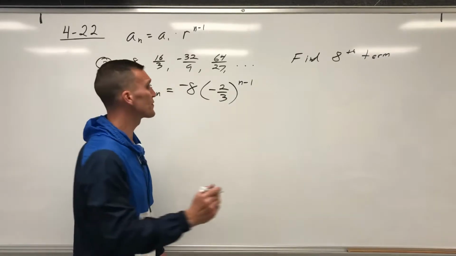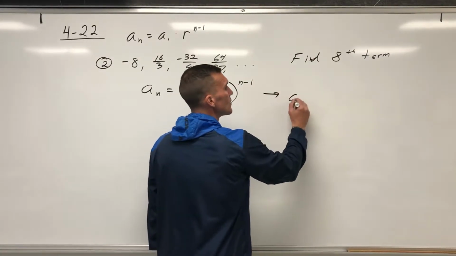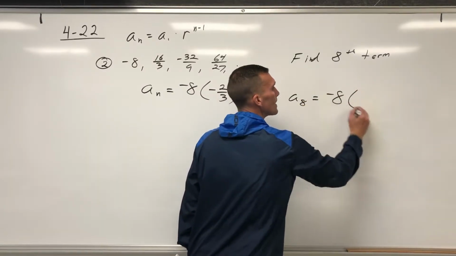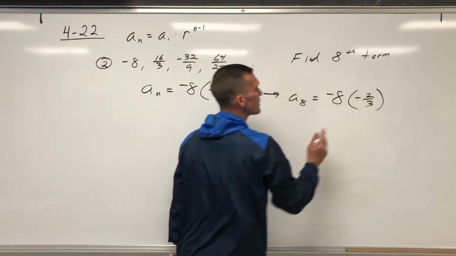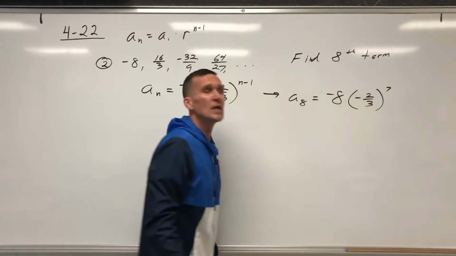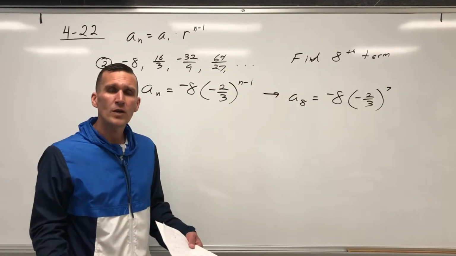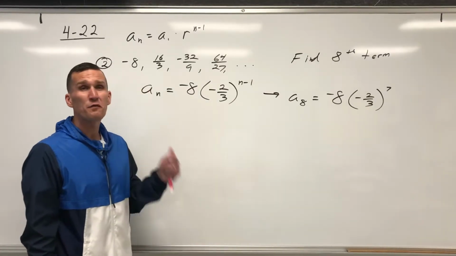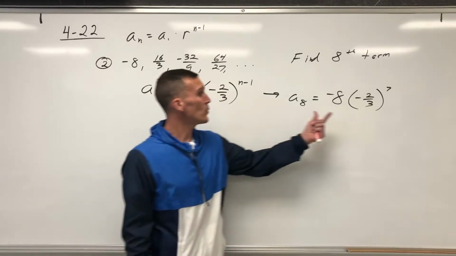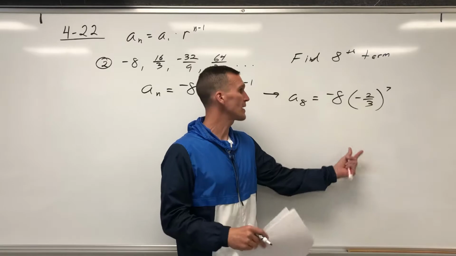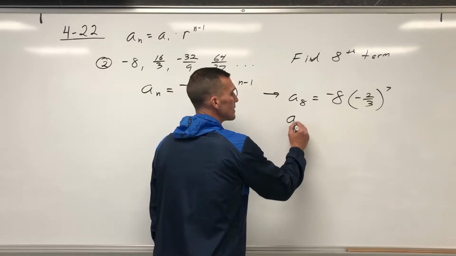So this is our rule. And to find the 8th term, you plug in 8. So a sub 8 is equal to negative 8 times negative 2/3 to the 8 minus 1, which is 7. But now when we type that in a calculator, we get a decimal answer. And what we just stated was we want everything in fraction format. So I don't want the decimal equivalent. I want the exact fraction. So how do we do that?